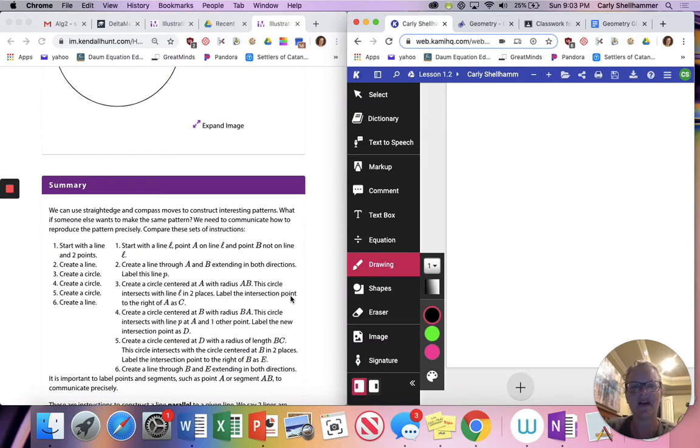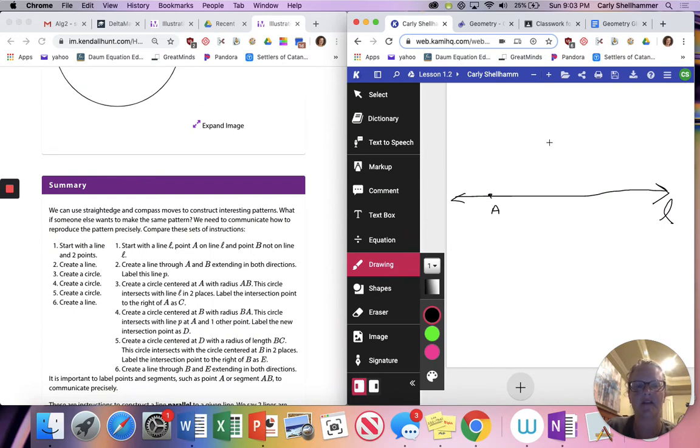So I'm going to start with line L. I'm going to draw a line L, and that's how I label it. Lines always have arrows on them. And I'm going to put a point A on line L. So I'm going to put a point, label it A. And I'm going to put a point B not on line L.